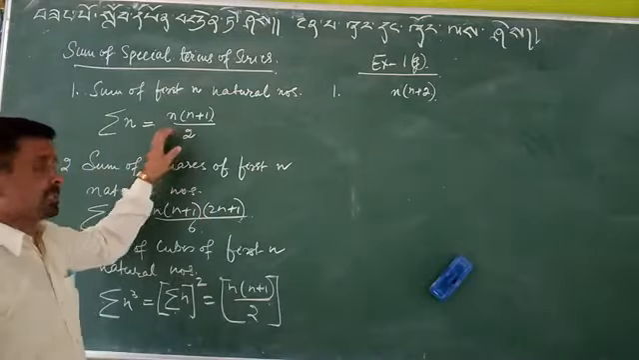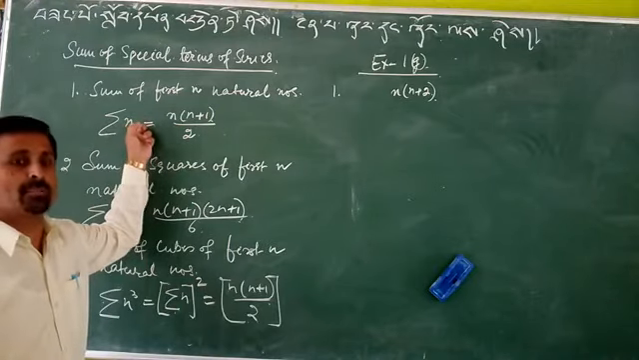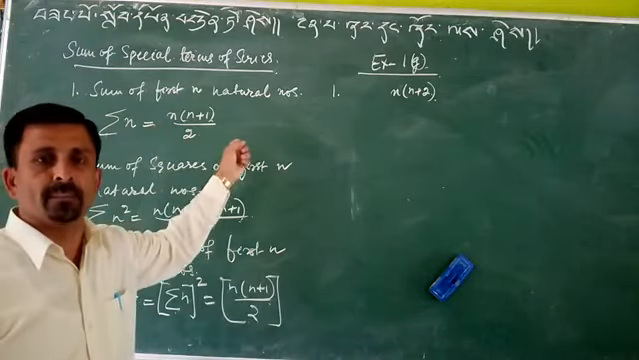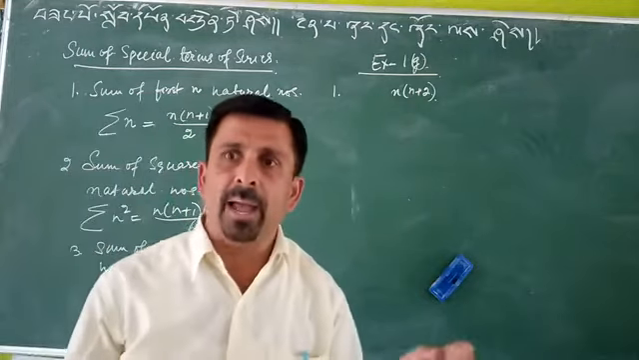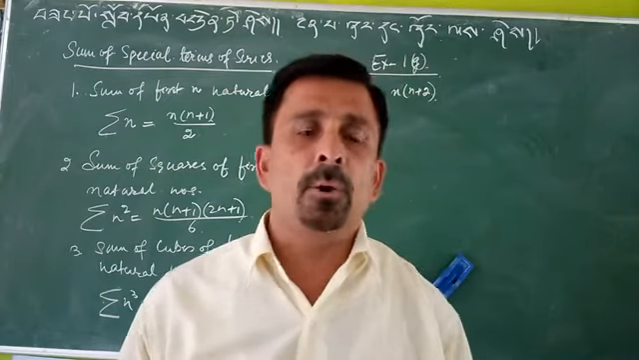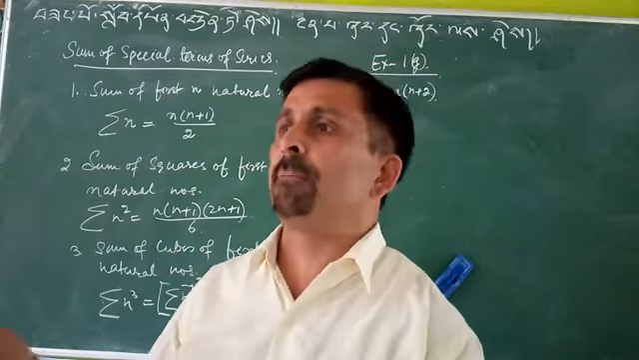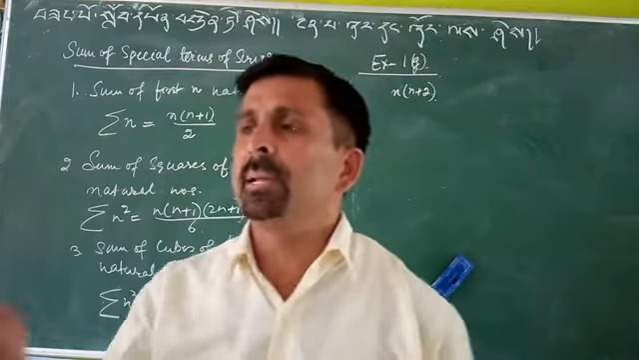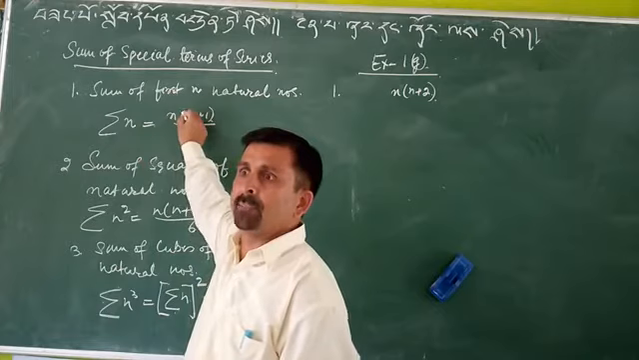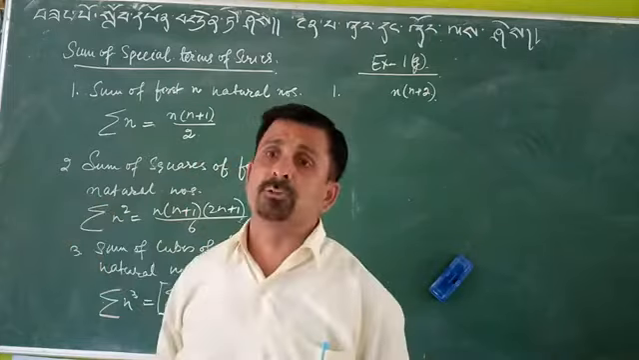The first result we have is the sum of all the natural numbers, where n is a natural number. The sum of the first n natural numbers is represented by this formula: n into n plus 1 divided by 2. How many natural numbers you want is up to the question. They may say the sum of the first 10 or 20 natural numbers. In that case the value of n will be given to you, and that same value of n can be used. So this result will give you the sum of all the natural numbers.